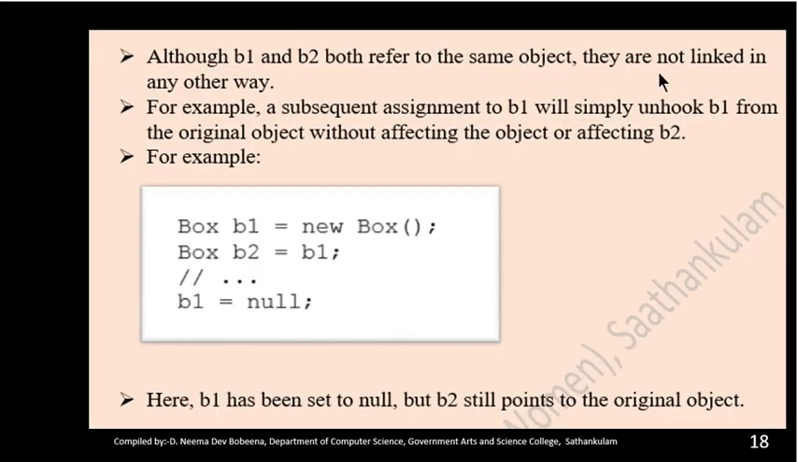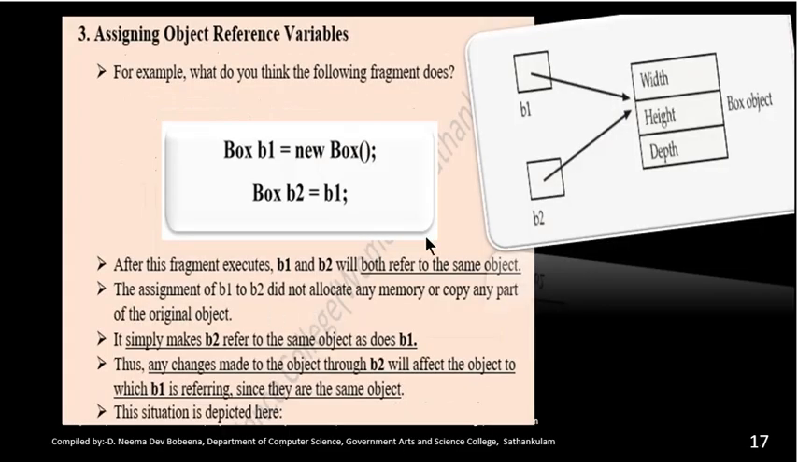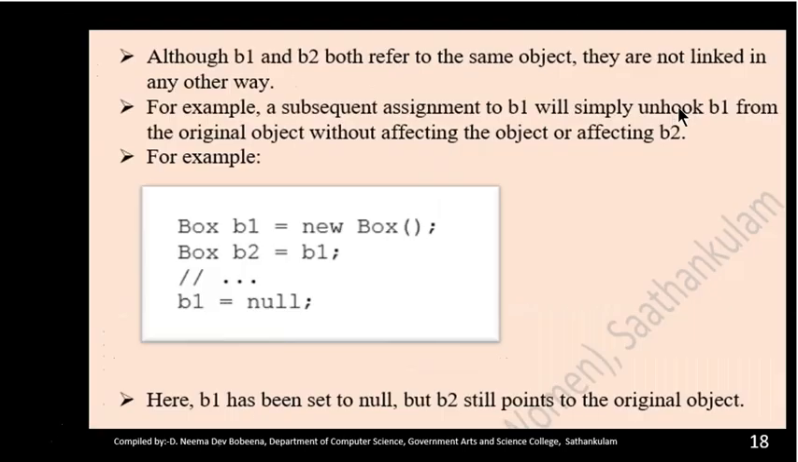Now we can see a modification of the previous form. Box b1 is equal to new Box, Box b2 is equal to b1, same as before. After some point of time we can see the statement b1 is equal to null. That means this link will get cut off, that is, b1 will not point to the Box object. But b2 will still point to the Box object. So here b1 has been set to null, but b2 will still point to the original object.